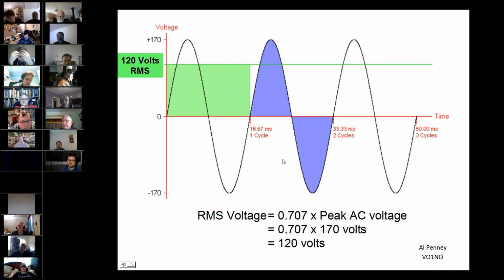Okay. Everyone understand that? So as I say, our peak voltage is actually about 170 volts. 170 times 0.707 comes out, I rounded it off, to 120.1 or something volts. But 120 volts.